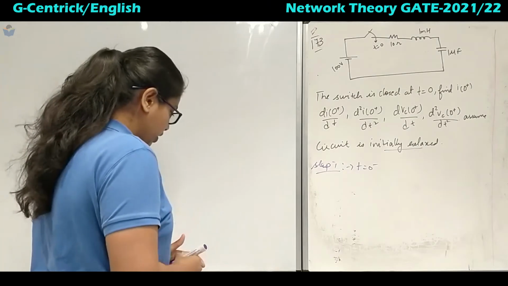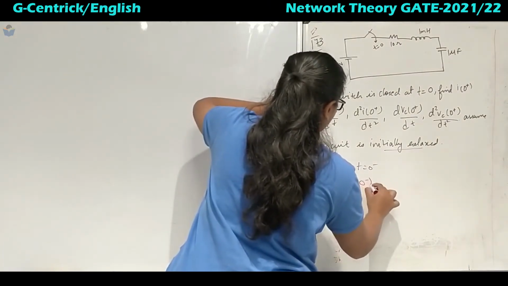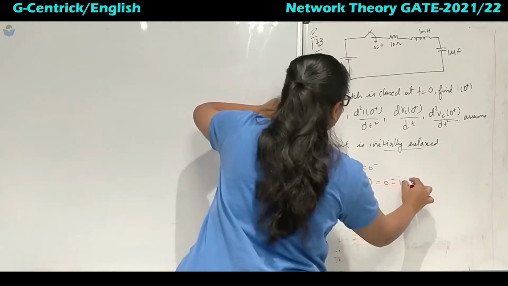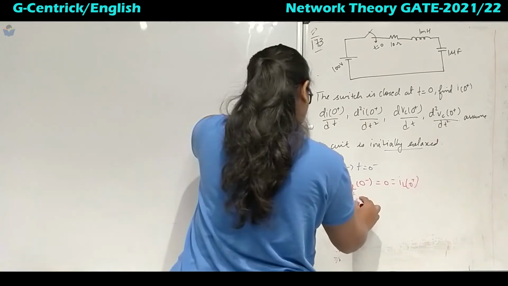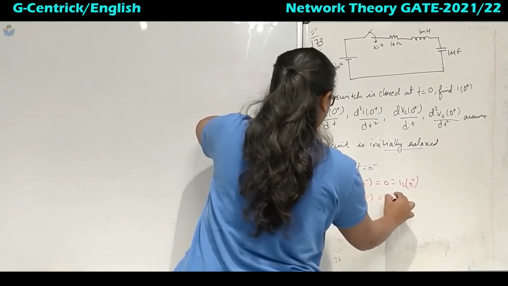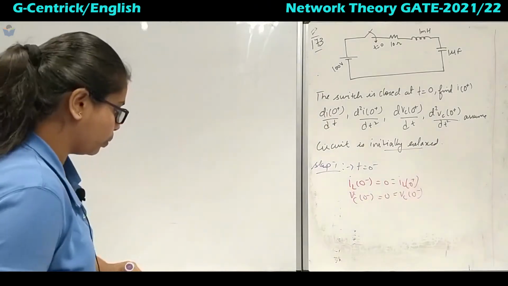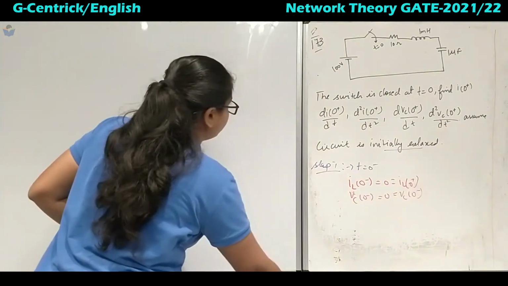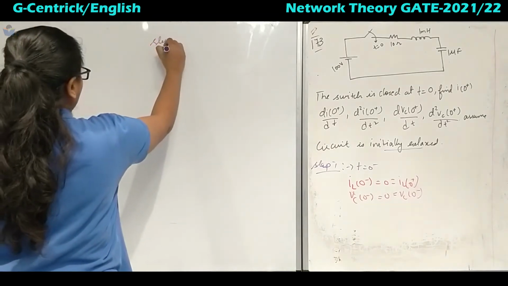So when it is initially relaxed, it means that the current through the inductor is equal to 0 at 0 plus, and the voltage across the capacitor is also equal to 0. So this is our step 1. Coming to step 2, how do we calculate this at t equal to 0 plus?